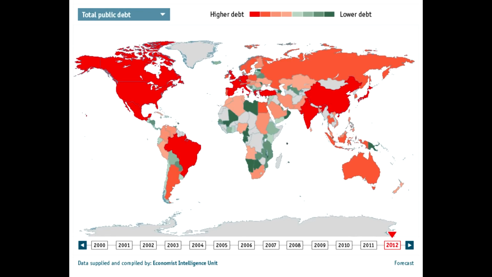But the global debt crisis is fundamentally the result of the fact that our money is created out of debt, and it's brought into existence through loans. We charge interest on it, on those loans.